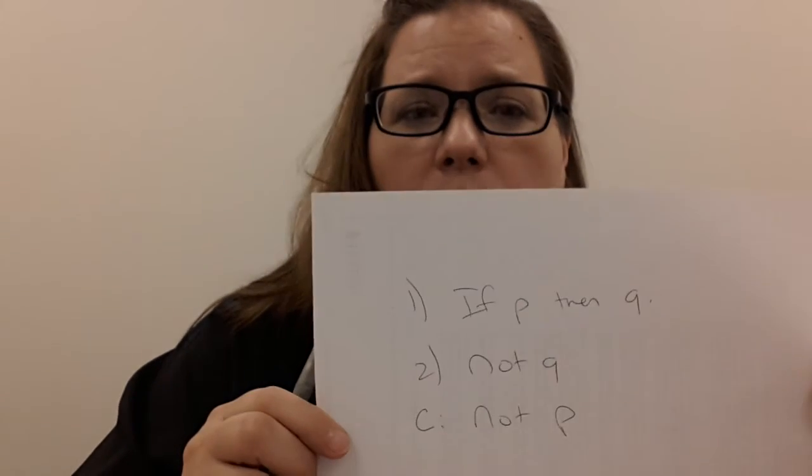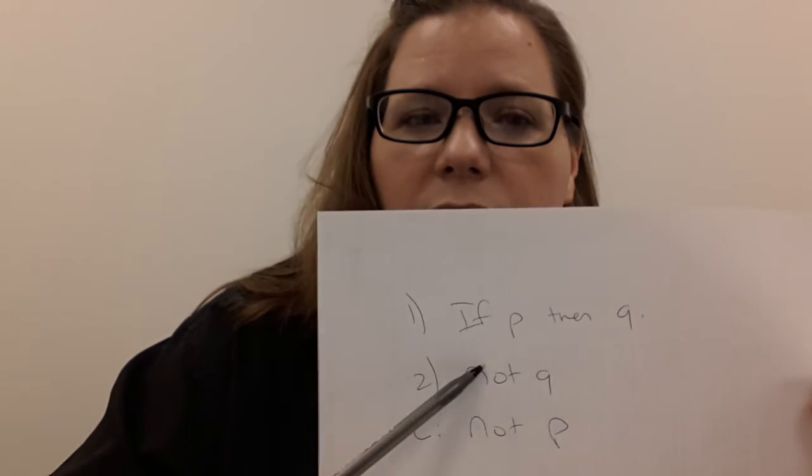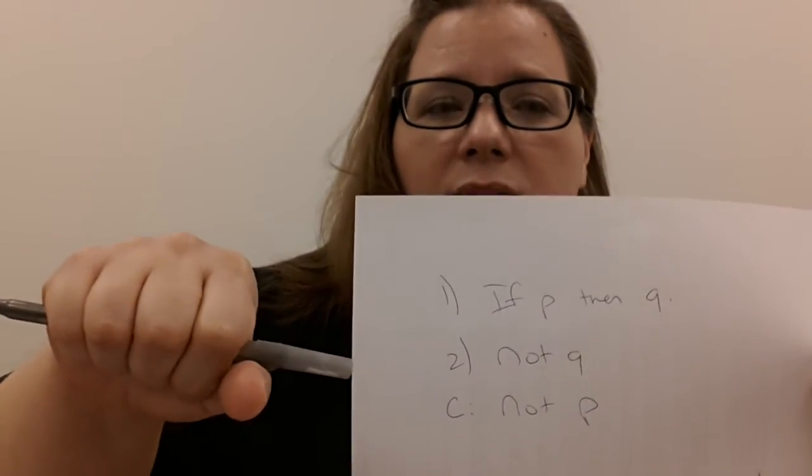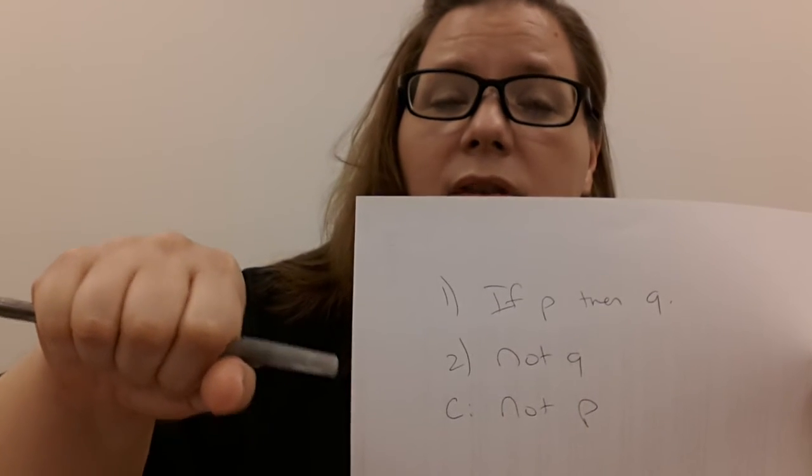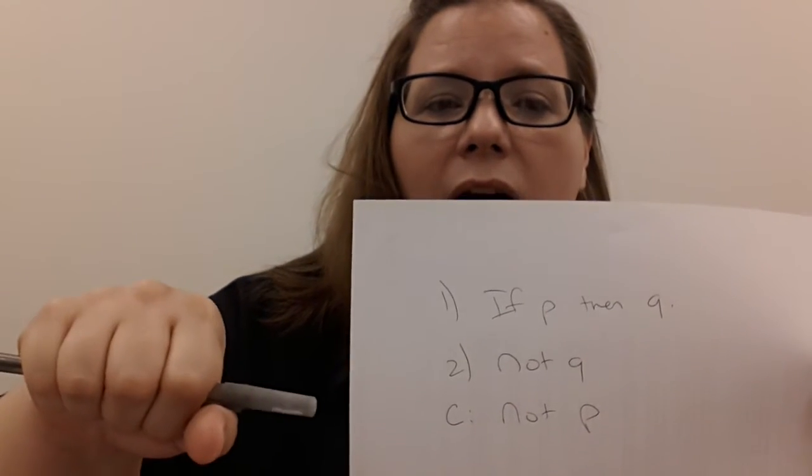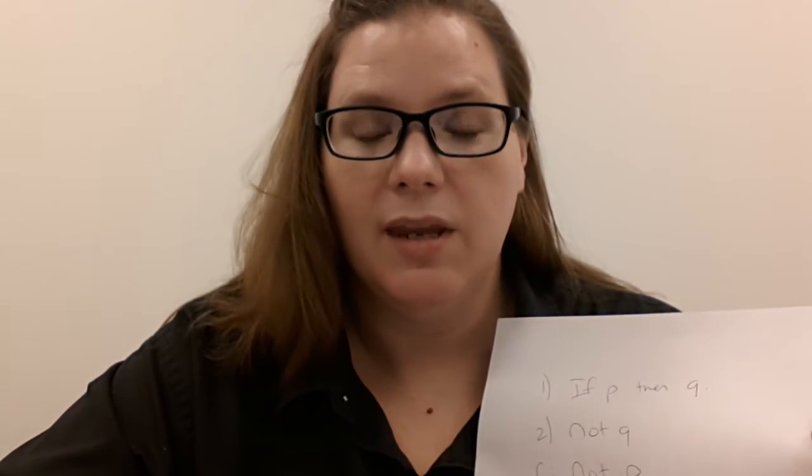You see? Now, let's look at the next one. If I open my hand, the pin will drop. Premise 1, they all have the same first premise. Premise 2, the pin did not drop. Now we're putting not in front of the second premise. If I open my hand, the pin will drop. The pin did not drop. Well, if the pin doesn't drop, is it possible? The conclusion is I did not open my hand.